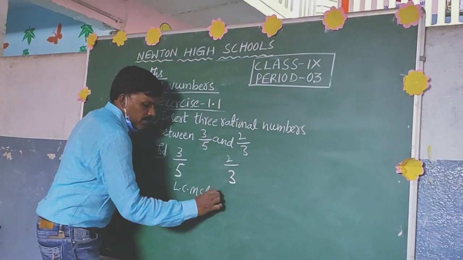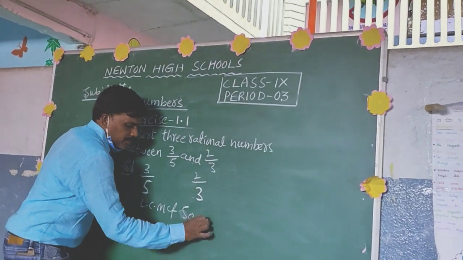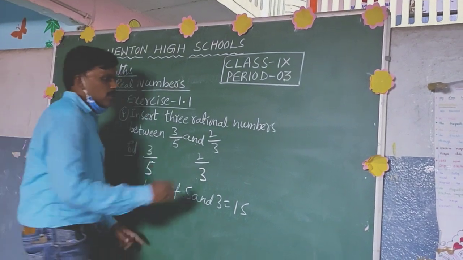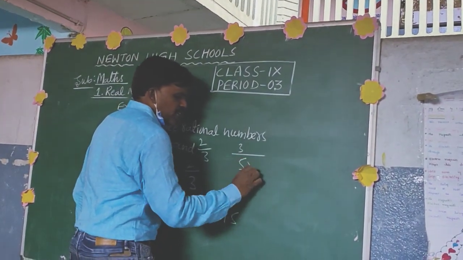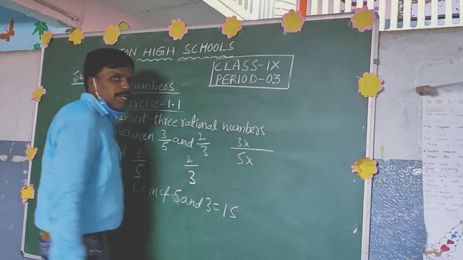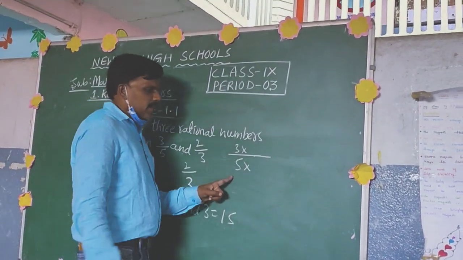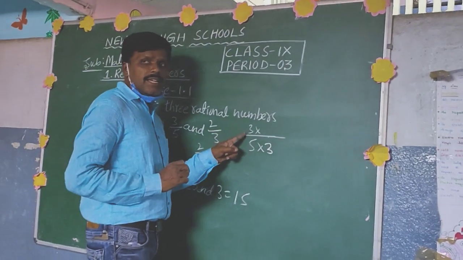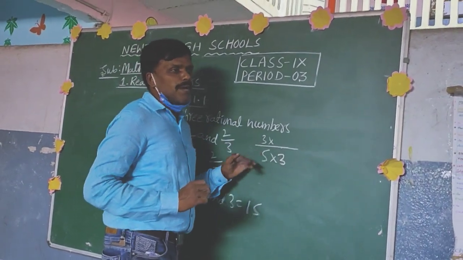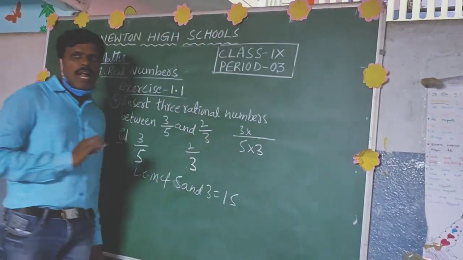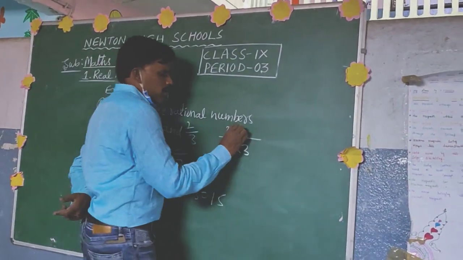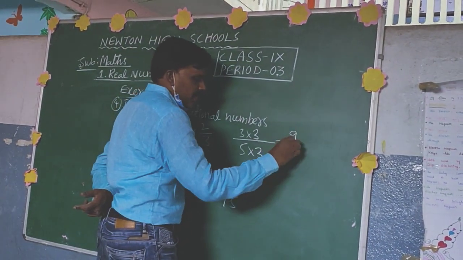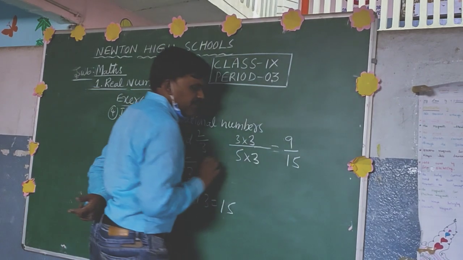LCM of 5 and 3. 5 3s are 15. So to get 15 in the denominator, we need to multiply by 3. We have to multiply the whole fraction, numerator and denominator, by 3. Then there is no change in the value of the given fraction. 3 3s are 9, 3 5s are 15.